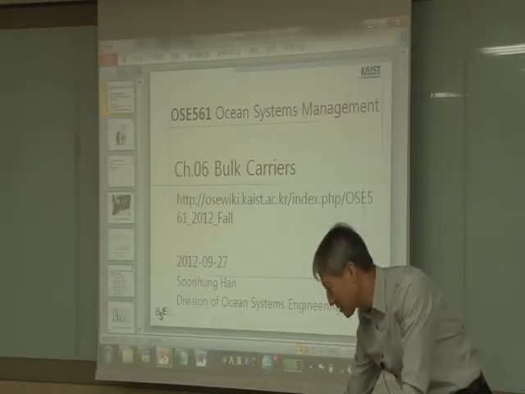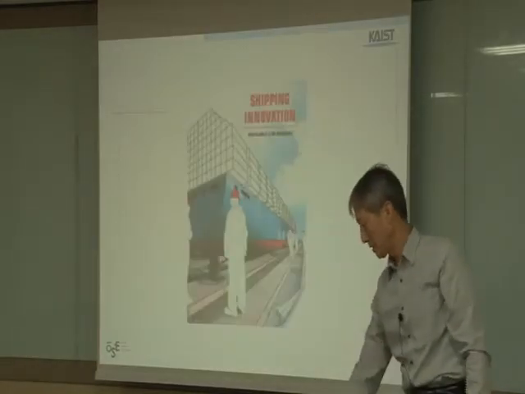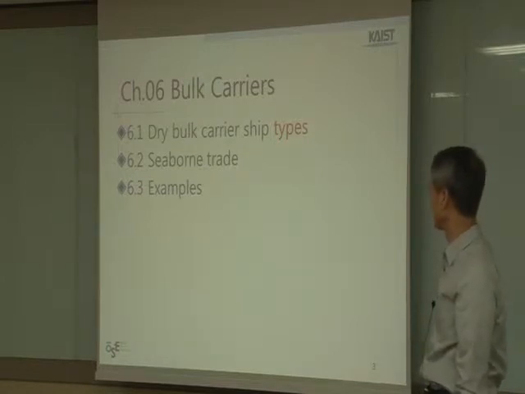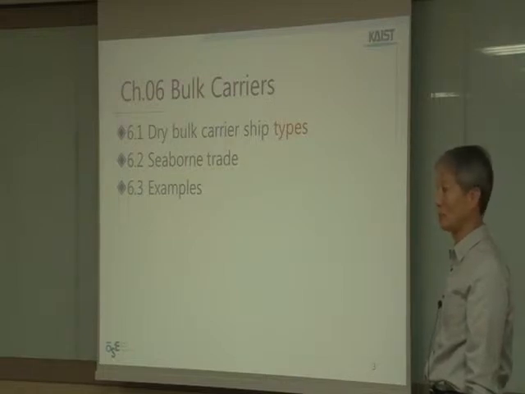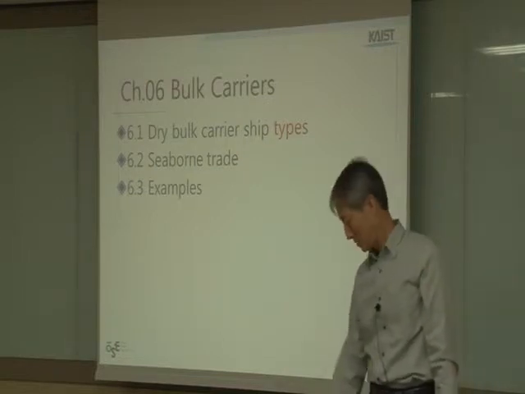Bulk carriers can be short. Let me see. So these are dry bulk carrier ship types. What is a wet bulk carrier? Oil. A tanker is a wet bulk carrier. Right. Dry bulk, seaborne trade and so on.